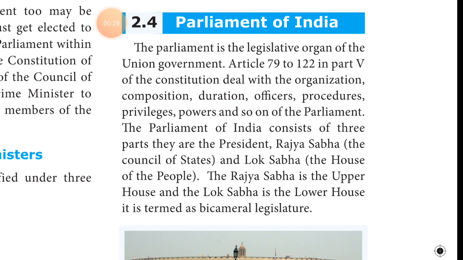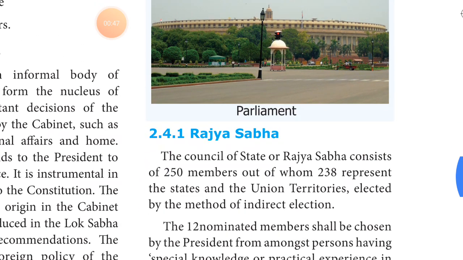The Parliament consists of three important parts: the President, Rajya Sabha, and Lok Sabha. Rajya Sabha is called the upper house. Lok Sabha is called the lower house. So the term is bicameral legislature. Now, Rajya Sabha.